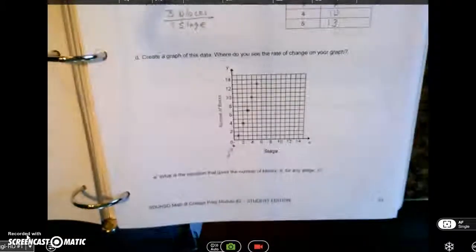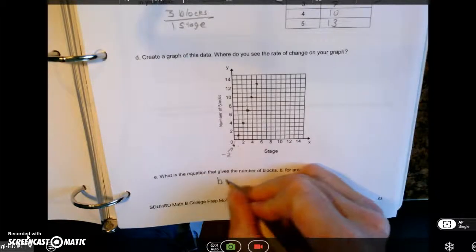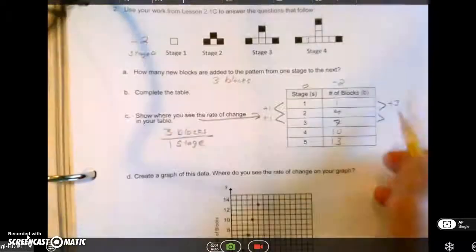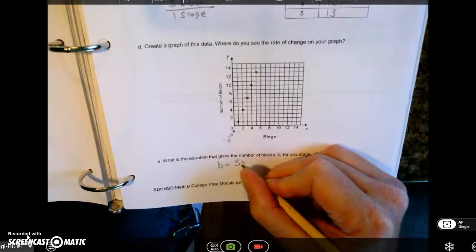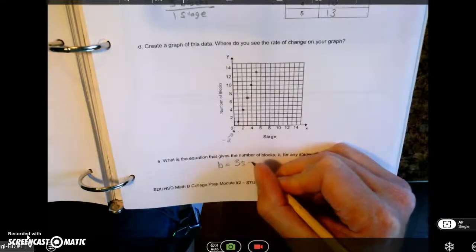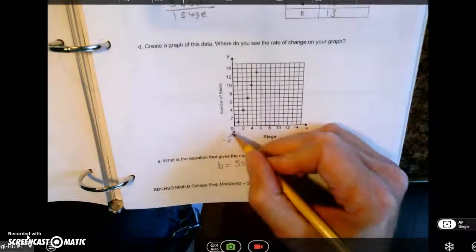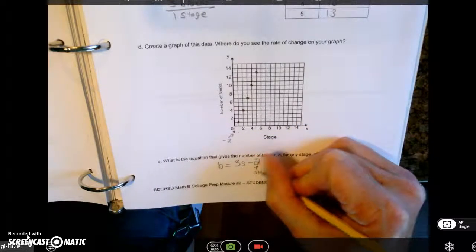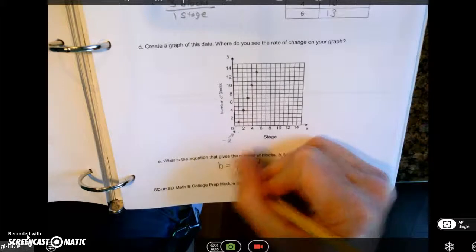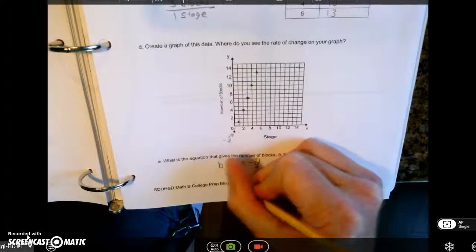So now we know all the information we need to write the equation. So the number of blocks equals, well, there's my rate of change, 3 blocks per stage plus my head start of -2. And remember where that -2 came from. That's stage 0. That's the rate of change.